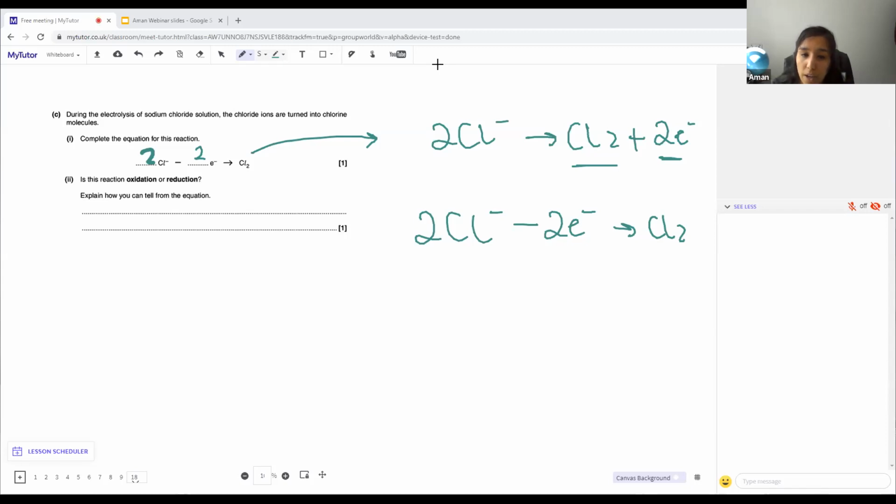Is EPQ another A level? Yes, it does count as another AS level. So I know they don't do AS anymore, but it's half an A level.